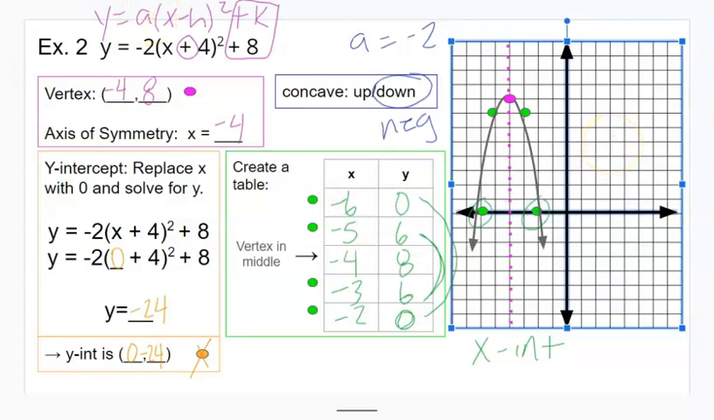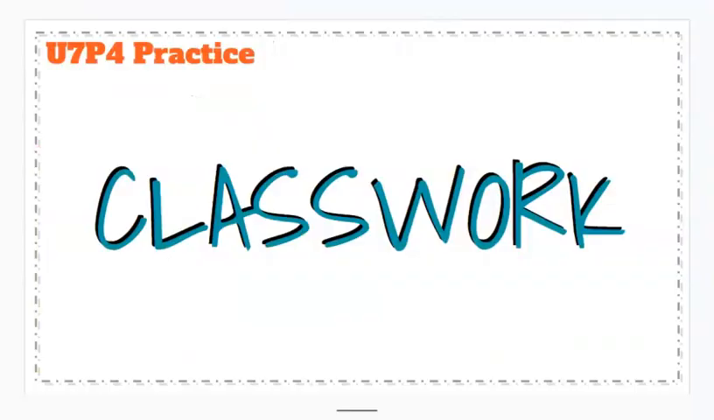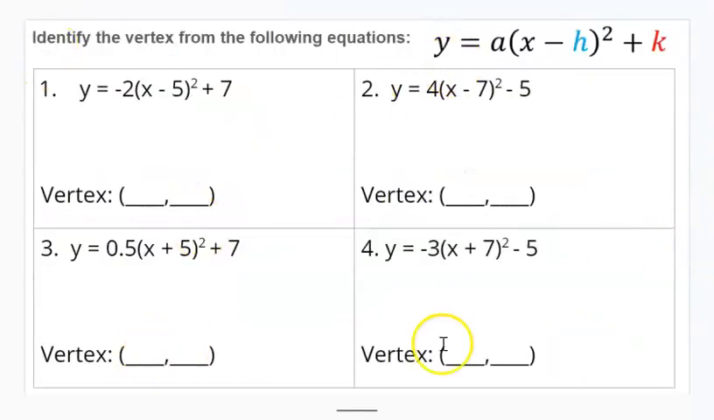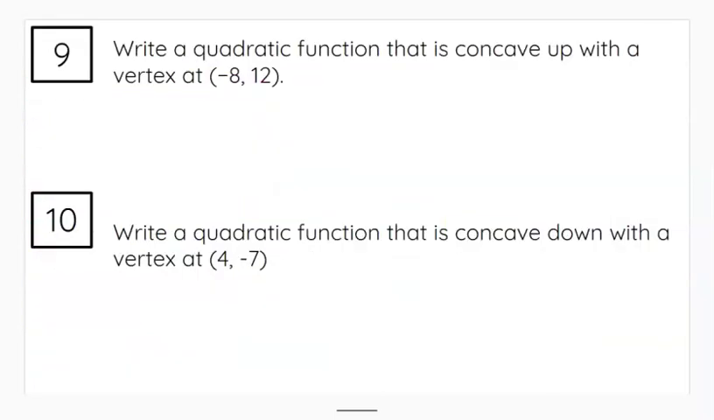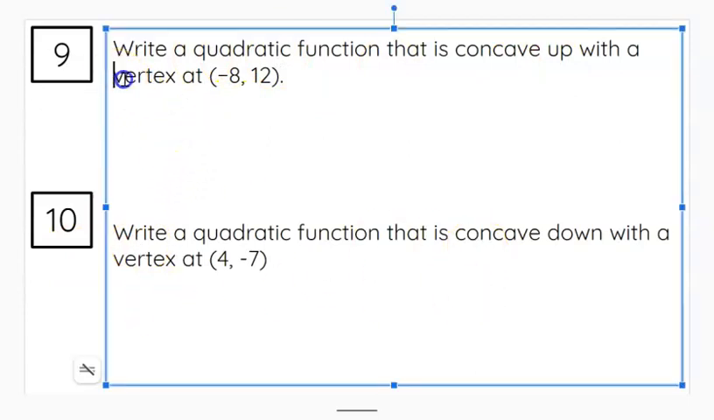And that is all of the notes for this lesson. For your classwork, you will have identifying the vertex, just like we did at the beginning of the notes, and then 4 problems where you will do the graphing piece, and then 2 questions where you're asked to write a quadratic function that fits those pieces of information. It does give you the vertex, so I would use the vertex form. I would use the y equals a times x minus h squared plus k.